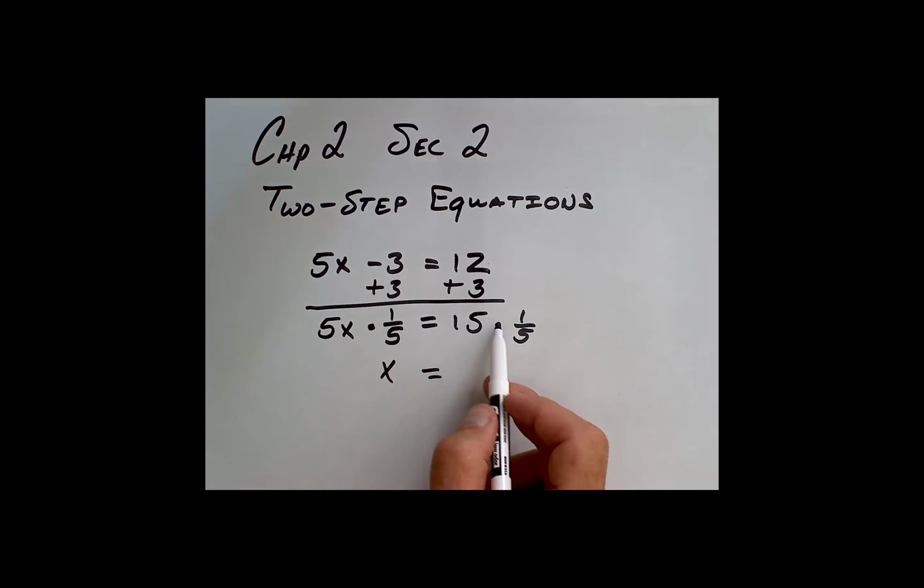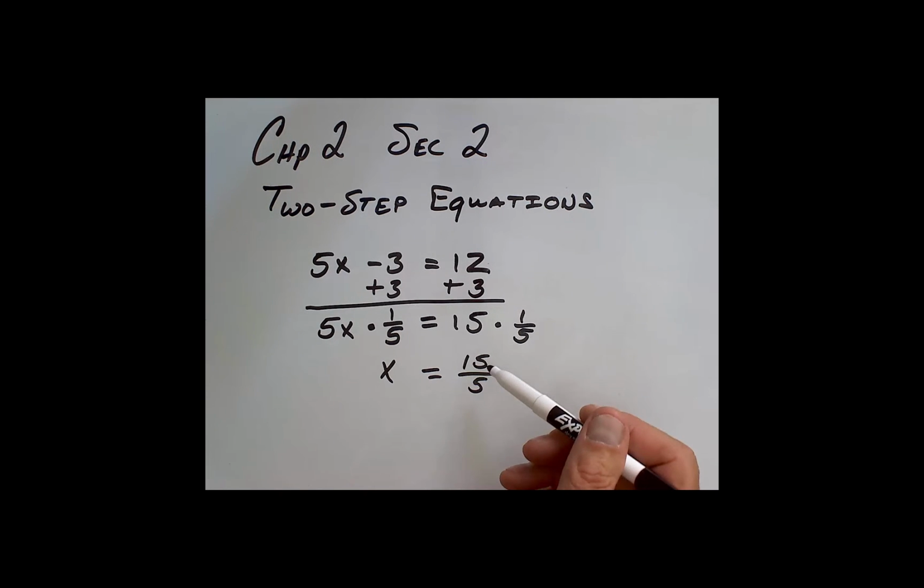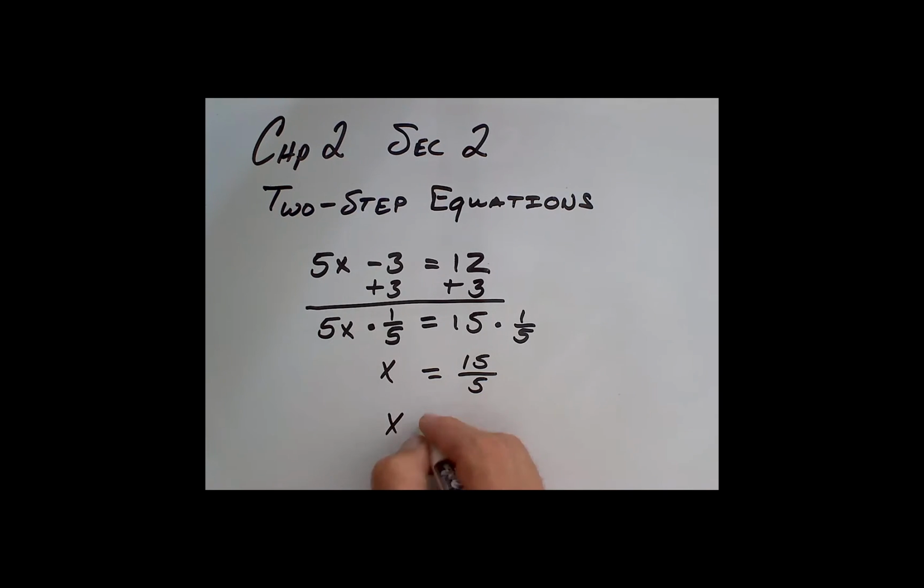equals 15 times 1/5. 15 times 1 is 15 over our 5. And remember what I said before, 15/5 would be the same as saying 15 divided by 5. Well, what is 15 divided by 5? It's 3. We now have solved a two-step equation using the additive inverse and the multiplicative inverse.